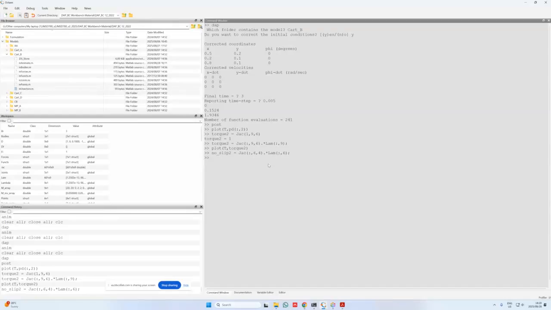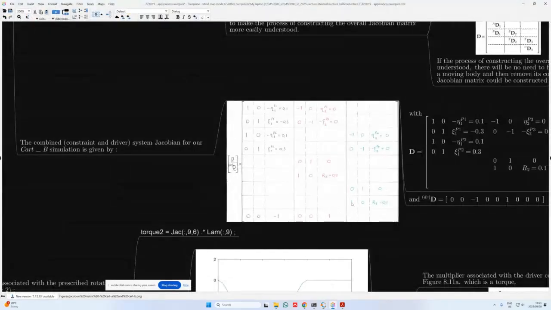And then I calculated no-slip 2. So for no-slip 3, it's once again going to be the Jacobian for all the time steps. I'm interested in the no-slip condition, so it's the x direction. It's going to be row 8, column 7. So I'm simply going to type in 8, 7, dot multiply with Lagrange. I make sure that the second element of the Jacobian matches the second element of the Lagrange, so it's going to be 8.